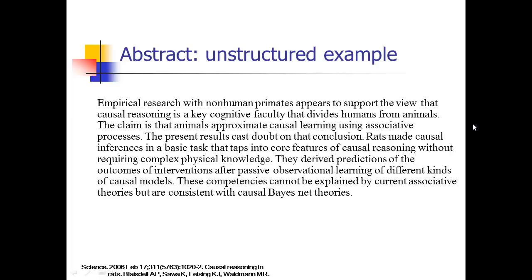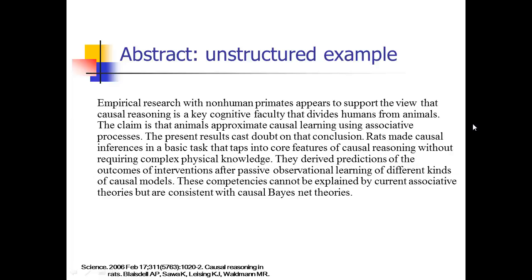causal reasoning is a key cognitive faculty that divides humans from animals. So people have previously thought that the difference between humans and animals is this causal reasoning. The claim is that animals approximate causal learning using an associative process. So they approximate it, but they don't really do it. So that's the background. And this one's ordered a little bit differently because they actually give you the punchline, they give you the results first, kind of the conclusion first, but you don't have very much space in Science.